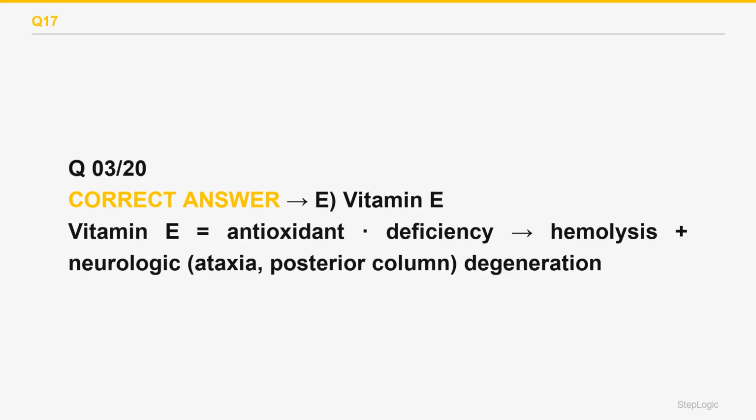The correct answer is E. The neurologic picture of vitamin E deficiency can mimic that of vitamin B12 deficiency. Both affect the dorsal columns and cause ataxia. But vitamin E deficiency does not cause megaloblastic anemia. It causes a hemolytic anemia, and there are no hypersegmented neutrophils or megaloblastic changes. The antioxidant role explaining both the hemolysis and the spinocerebellar and posterior column neurologic findings points to vitamin E.